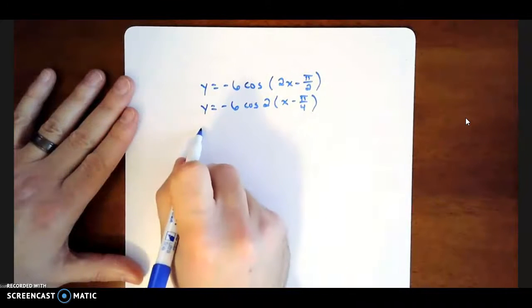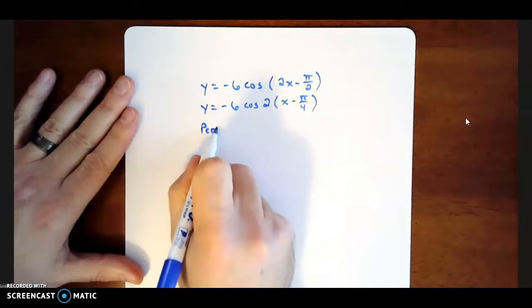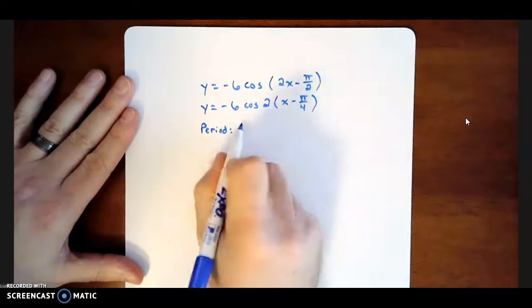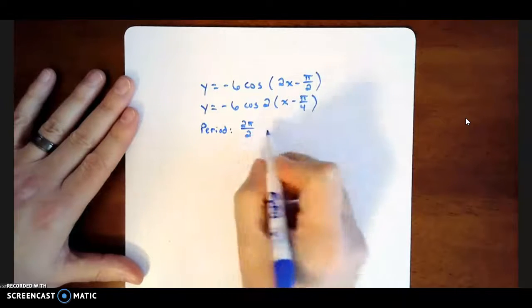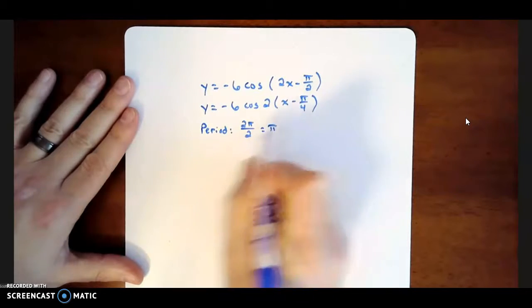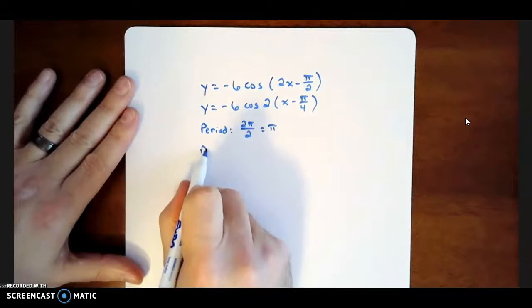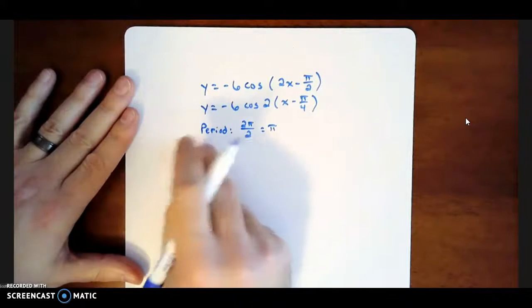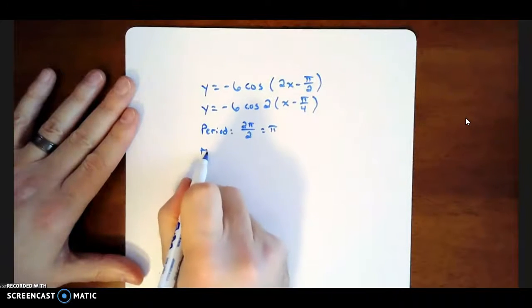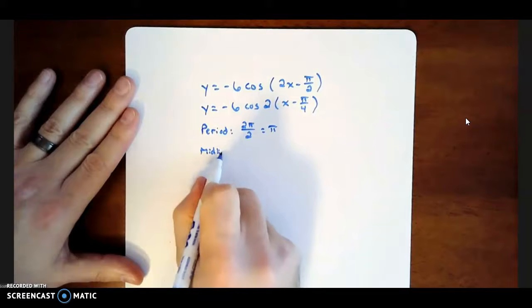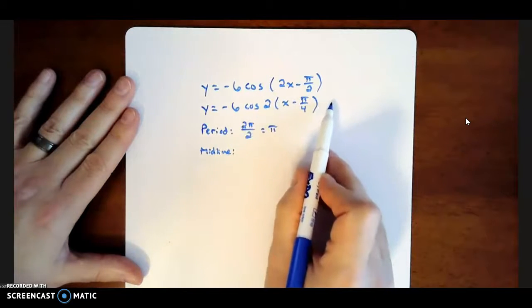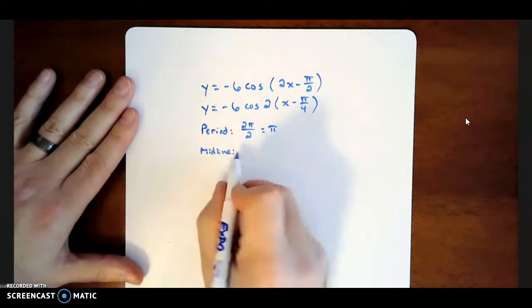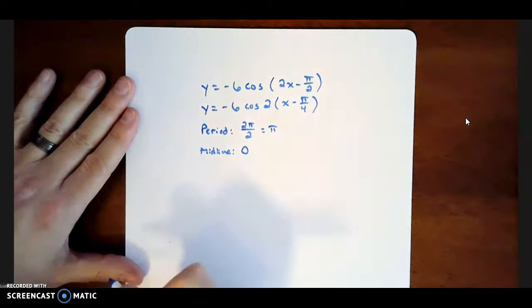So we're going to start looking at what's the period. The period is going to be 2 pi divided by that 2, which is pi. I'll do the midline first. The midline is any kind of vertical shift we have going on. There's no plus or minus tacked on to the end or at the front, so we don't have any adjustments happening to the midline.